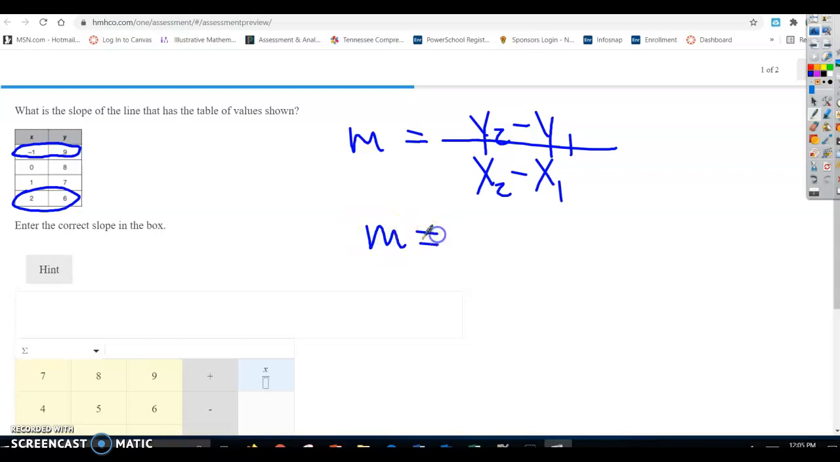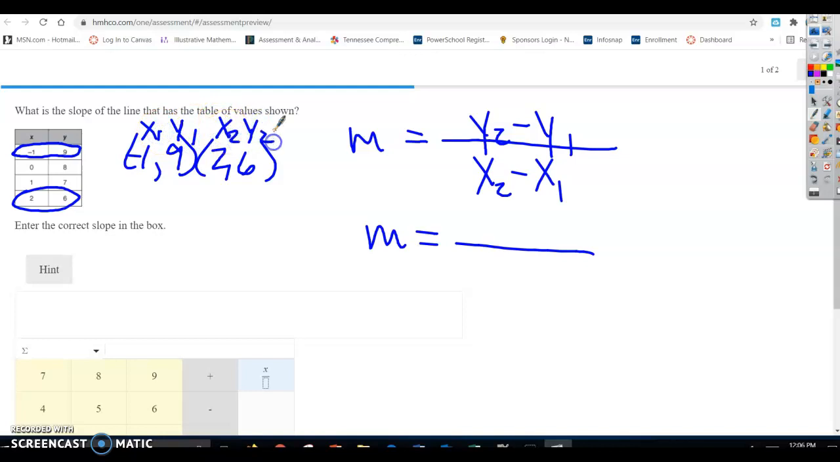So if we find the slope, we're going to say y minus y. Let's go ahead and write these over here. So -1, 9, and 2, 6. So this is my x and y from my first point, and this is my x and y from my second point. So y2 minus y1 goes on top, y2 minus y1, and on the bottom, x2 minus x1.